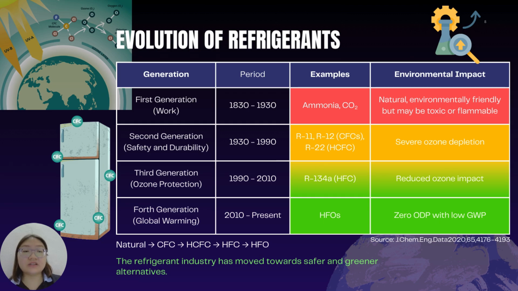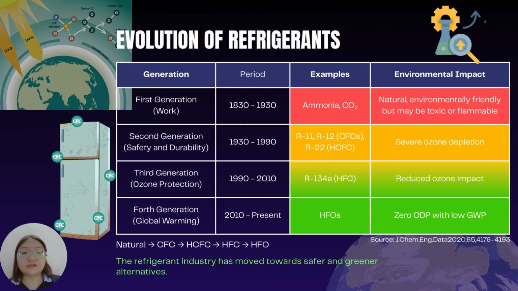The second generation, from 1930 to 1990, introduced chlorofluorocarbons, or CFCs, such as R11 and R12, and later hydrochlorofluorocarbons, HCFCs, such as R22. These refrigerants were safe, stable, efficient, and non-flammable. However, because they contained chlorine, they contributed to ozone depletion and had high global warming potential (GWP). As a result, they were eventually phased out under the Montreal Protocol.